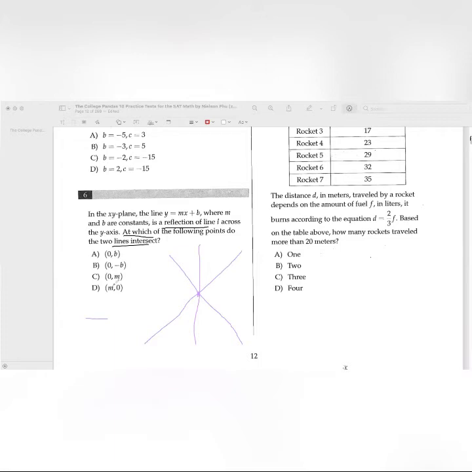Well, look at the answer choices. M is the slope, B is the y-intercept. This is where they intersect because they both start here. So since the B is positive already here, we're gonna go with A.